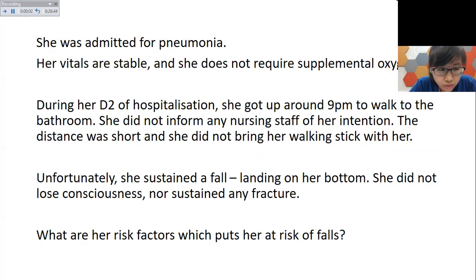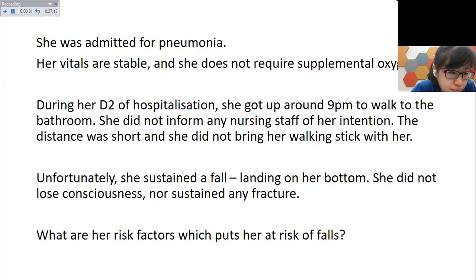Currently, she is admitted for pneumonia. Her vitals are stable and she does not require supplemental oxygen. On her second day of hospitalization, she got up around 9 p.m. to walk to the bathroom. She did not inform any nursing staff of her intention, and she did not bring her walking stick with her. Unfortunately, she sustained a fall and landed on her bottom. She did not lose consciousness nor sustain any fracture.